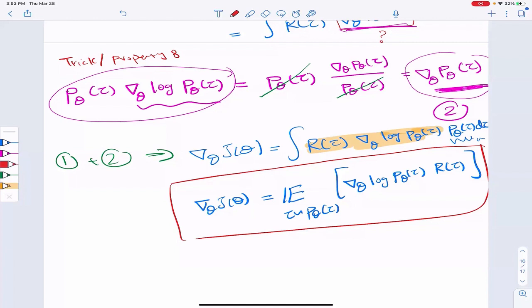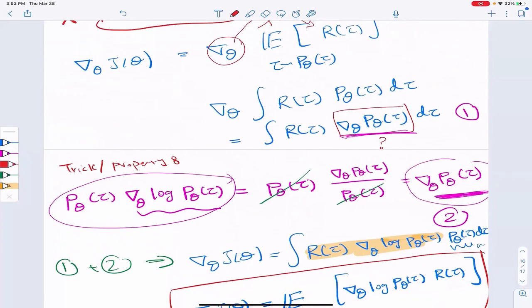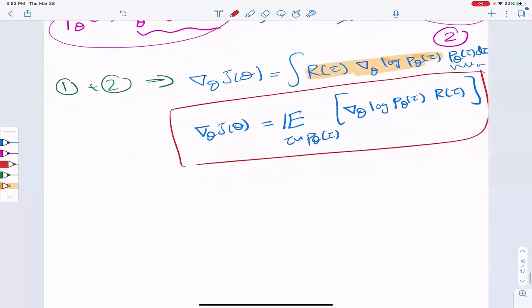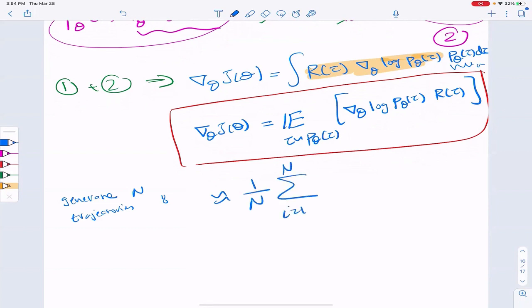Because I wanted to compute the gradient of my objective, but I didn't know how to do it because the expectation was creating issues for me. So I couldn't take the gradient into the expectation. With this technique or property or trick, I can write the gradient as another expectation, which means that I can potentially generate n samples, n trajectories, and approximate this expectation by 1 over n, sum of 1 to n of this value over these trajectories that I generate empirically, trajectory i times the reward.